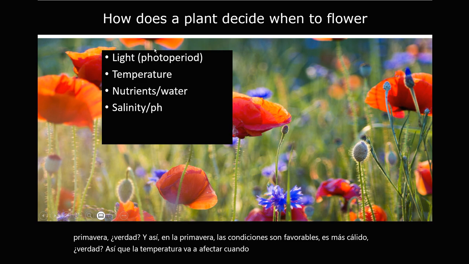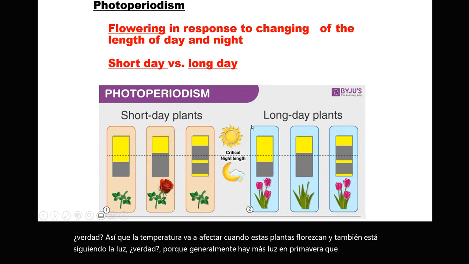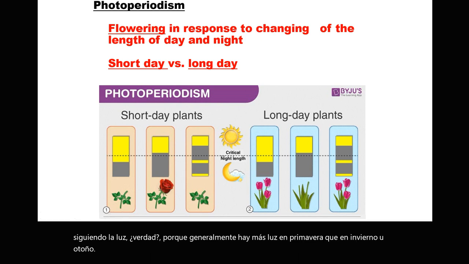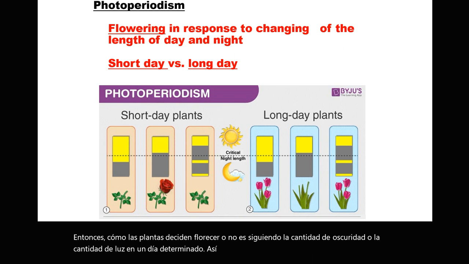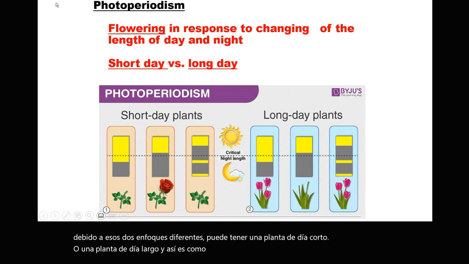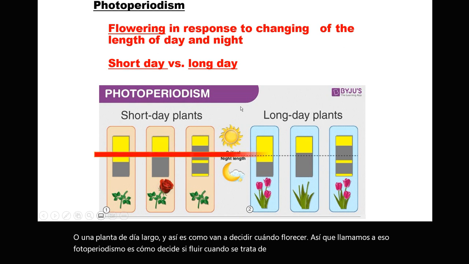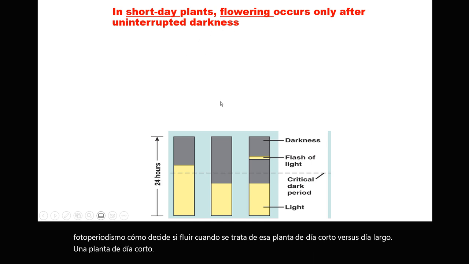And it's also following the light, right? Because there is generally more light in spring than there is in the winter or the fall. So how plants decide to flower or not is by following either the amount of darkness or the amount of light in any given day. So there's 2 different ways they can do this. And so because of those 2 different approaches, you can either have a short day plant or a long day plant. And this is how they're going to decide when to flower. So we call that photoperiodism, is how it decides whether to flower, and it comes in that short day versus long day plant.